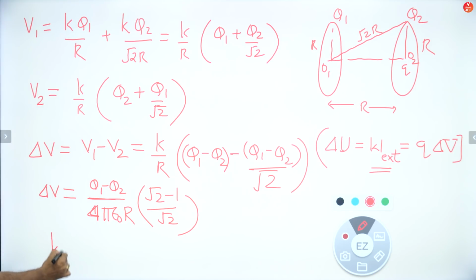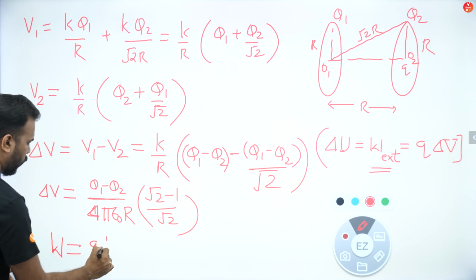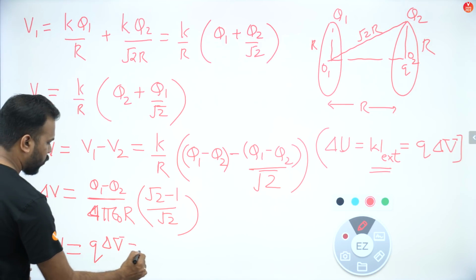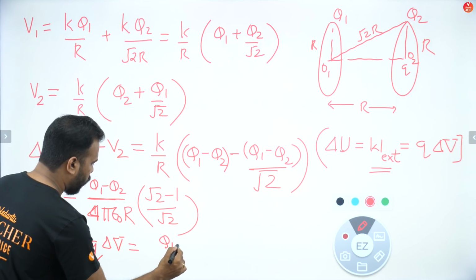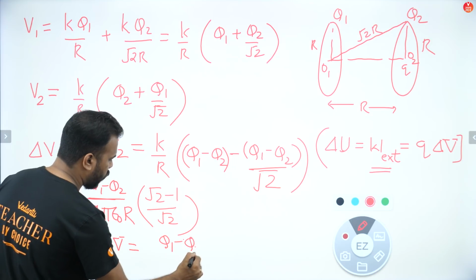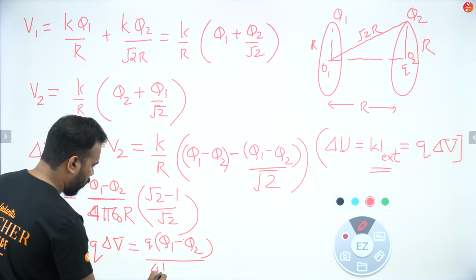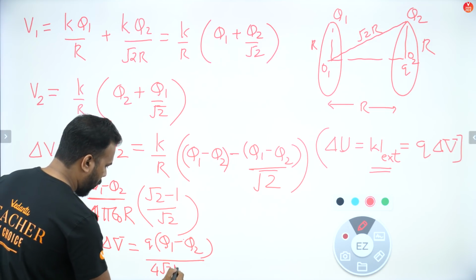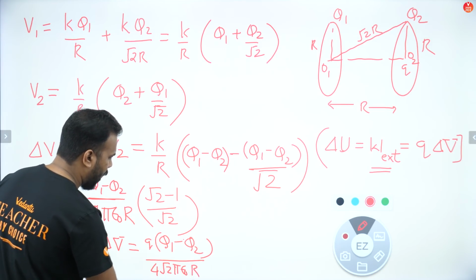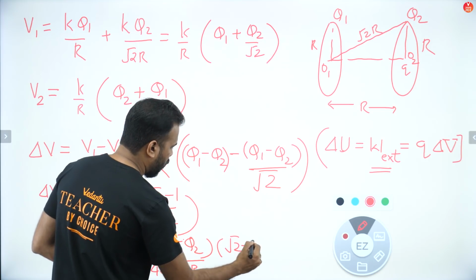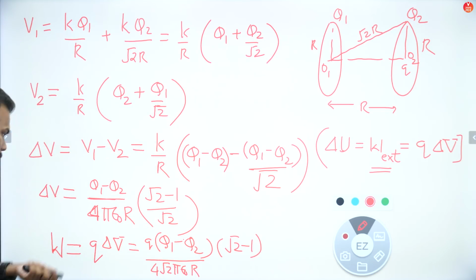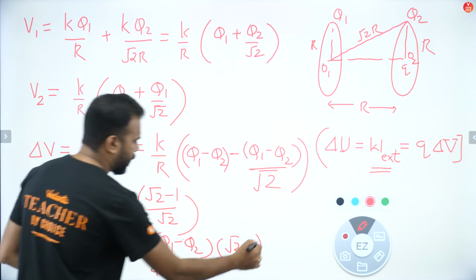So to calculate the work done, all you have to do is multiply this potential difference, work done by external agent obviously, by Q, the delta V value. So what you get here guys is Q1 minus Q2 multiplied with small q, over 4 root 2 pi epsilon naught R, and here root 2 minus 1. And this, my dear friends, is basically the answer.